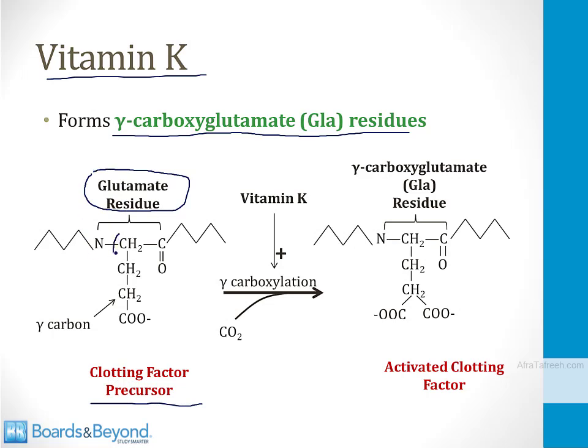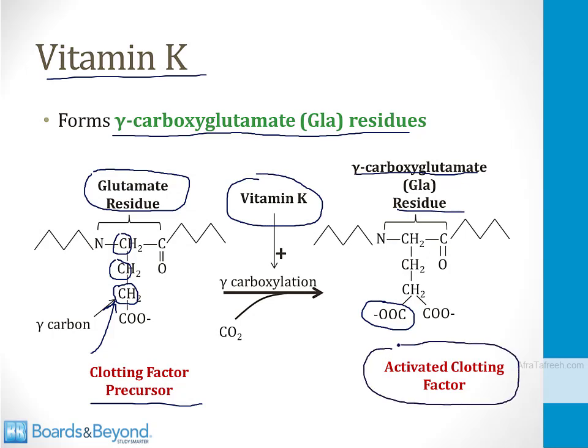The carbon next to the nitrogen in glutamate is called the alpha carbon. The next carbon is called the beta carbon, and the third one is called the gamma carbon. What vitamin K does is contribute to the carboxylation of this gamma carbon. This means the addition of a carboxylic acid group to the gamma carbon. Vitamin K allows this to happen, and that creates gamma-carboxyglutamate residues in the clotting factors, and this leads to the formation of activated clotting factors.